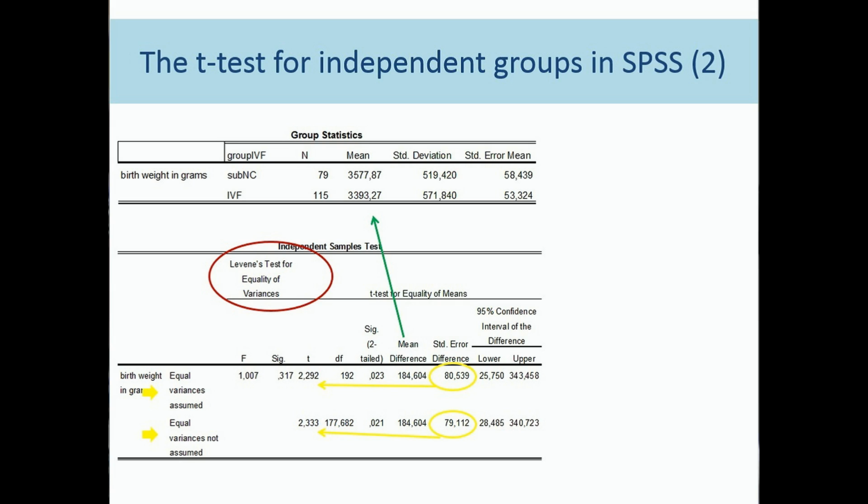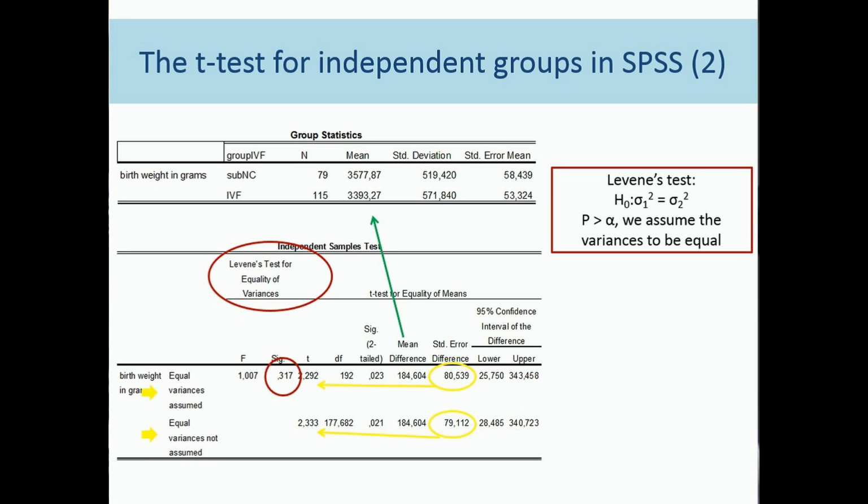Well, we can see it from Levene's test of equality of variances. In this case, the p-value of Levene's test is 0.3, which is larger than alpha, so we cannot reject the null hypothesis, and we can assume they are equal, because the null hypothesis states variance in group 1 equals the variance in group 2. This is not rejected, so we can assume they are equal.